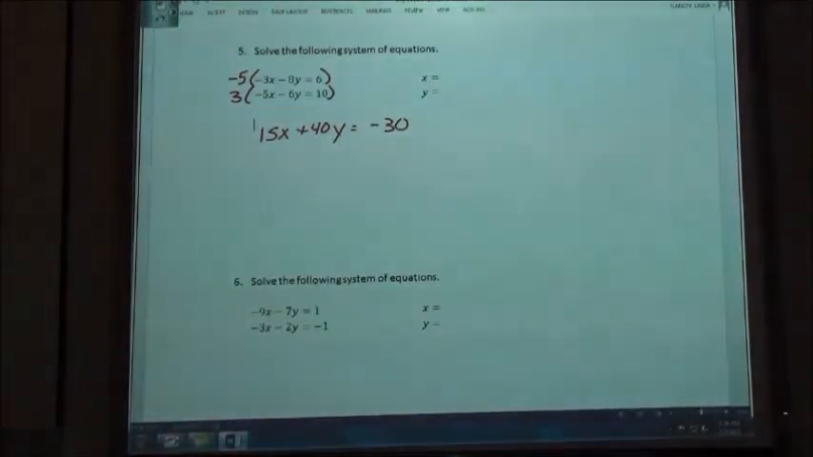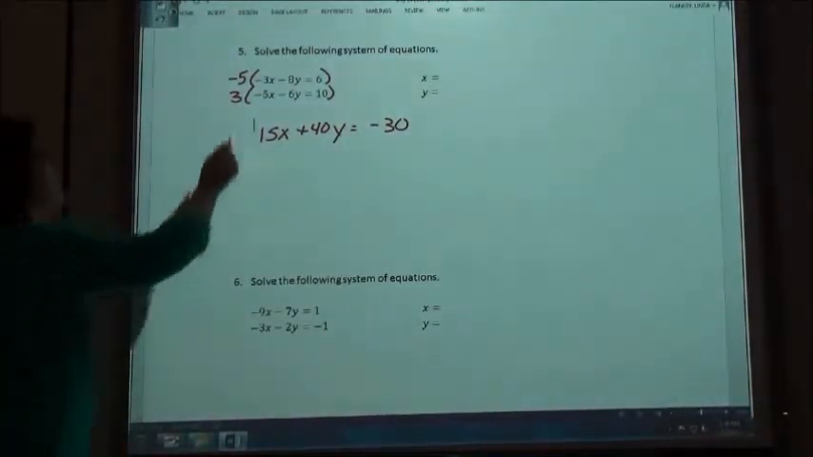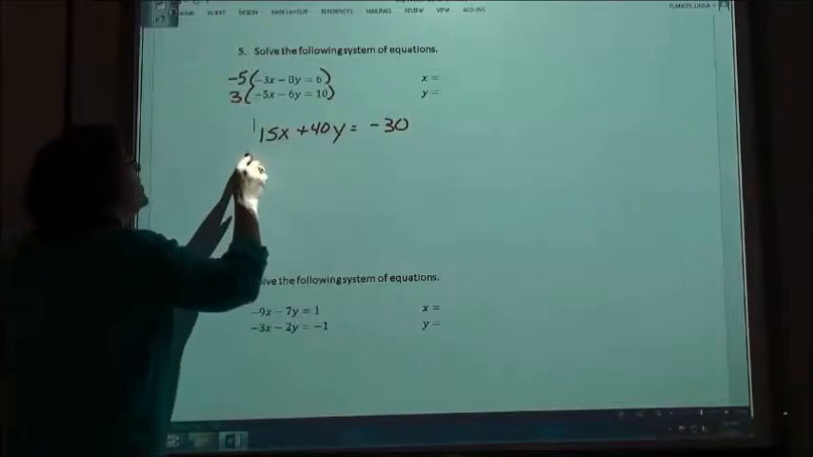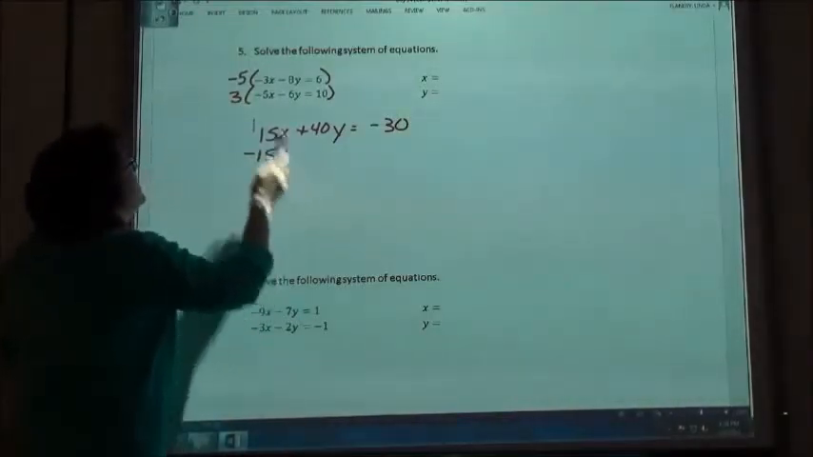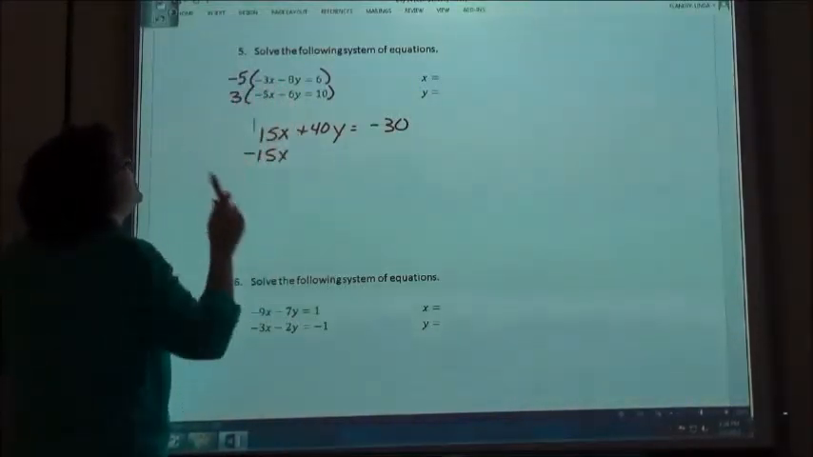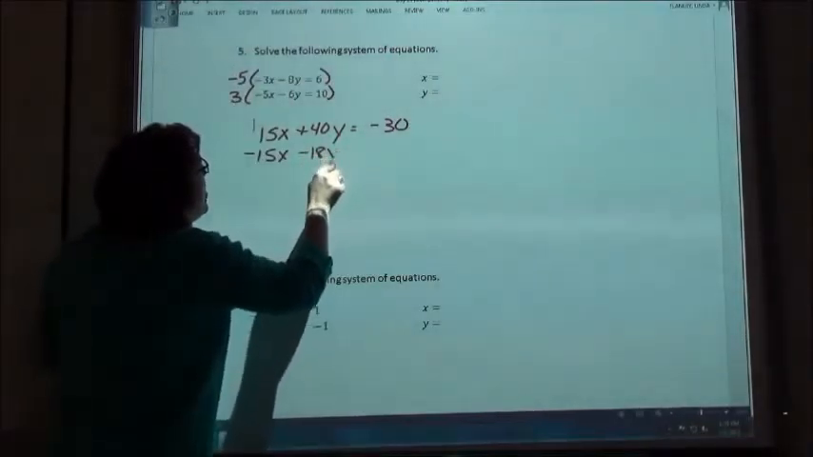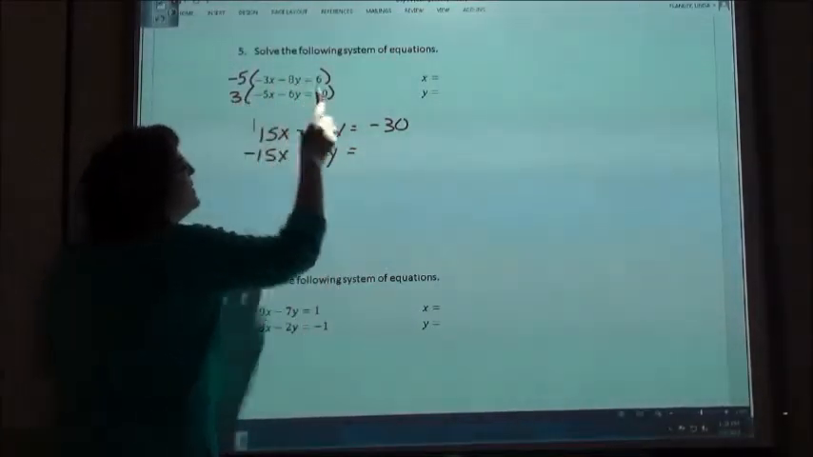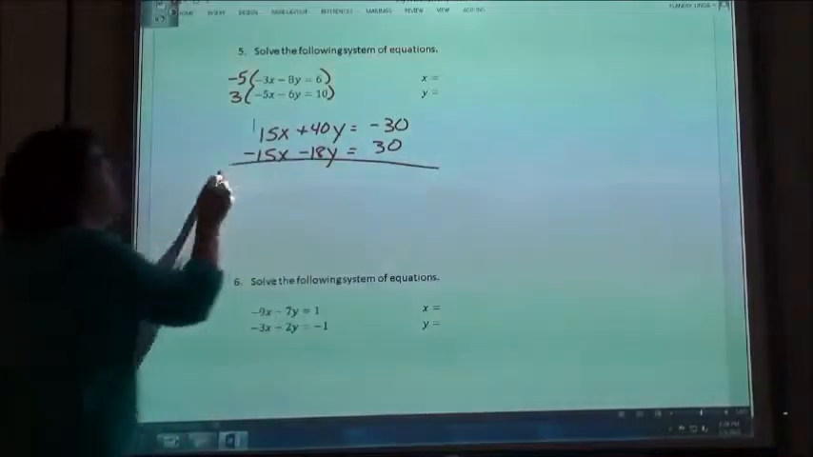On my bottom equation, multiplying everything times 3. 3 times negative 5x would be negative 15x. 3 times negative 6y is negative 18y. And 3 times 10 is 30.